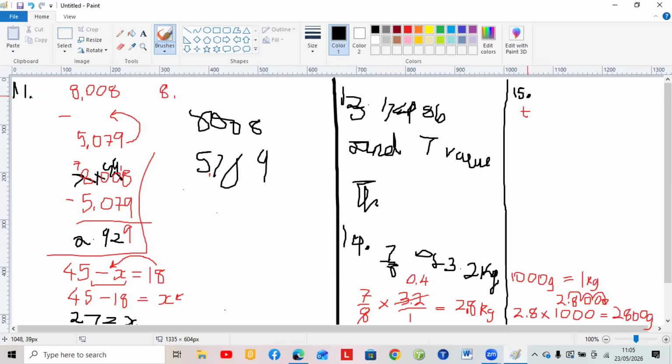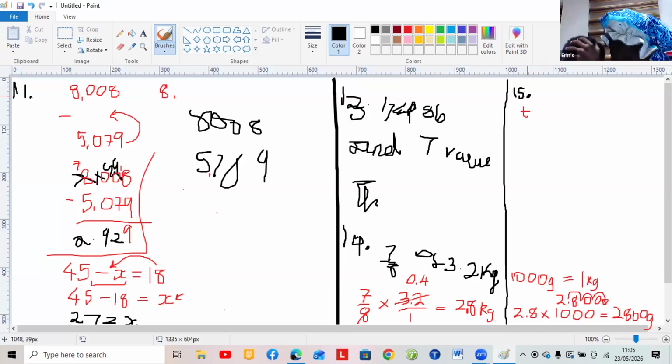Favor, did you get the same answer? I can't hear Favor. Favor, did you get the same answer? Yes, sir. Okay. Because that's a substitution question. You got the same answer, no problem. Just make sure that you did the right thing.